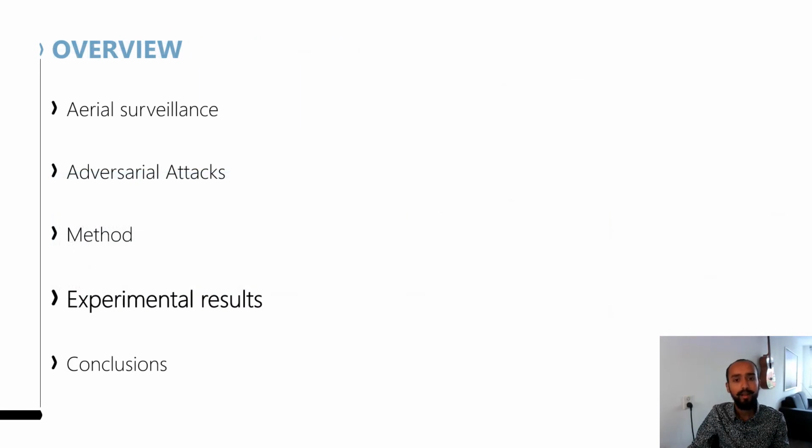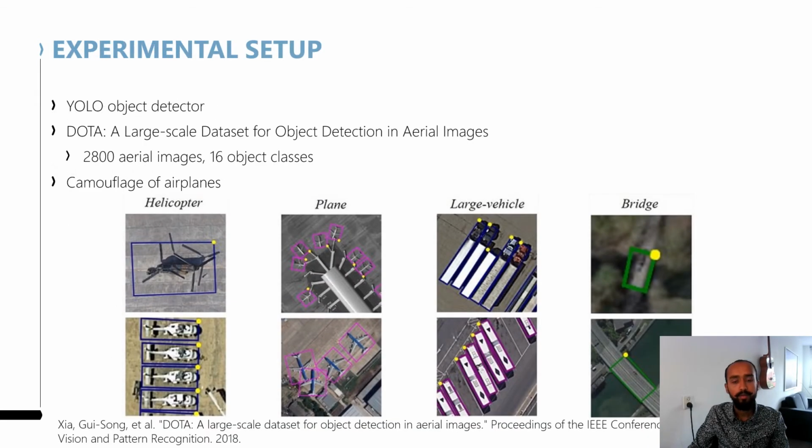Now let's look at how these patches perform. I will discuss the experimental results of 3 patch configurations. The experiments were performed on a YOLO object detection model. We used the DOTA dataset, which contains large-scale aerial images, and our focus is on hiding airplanes from this YOLO object detector.